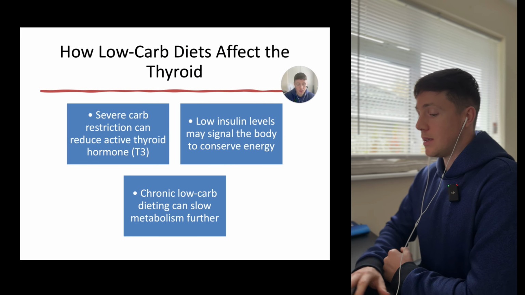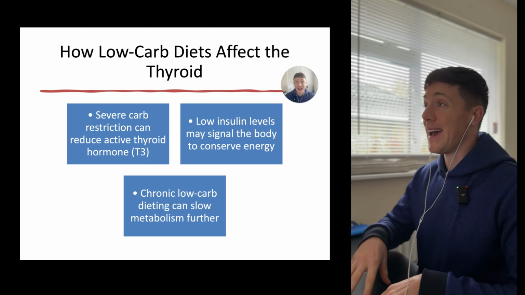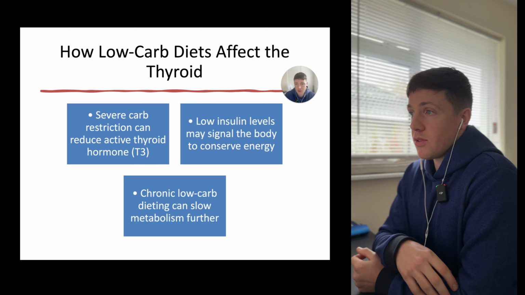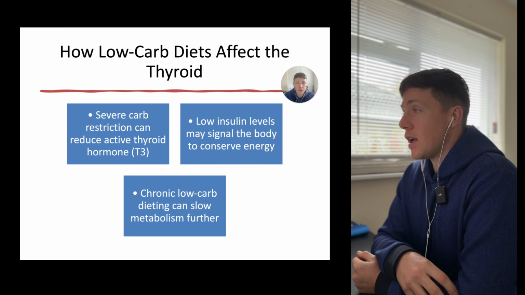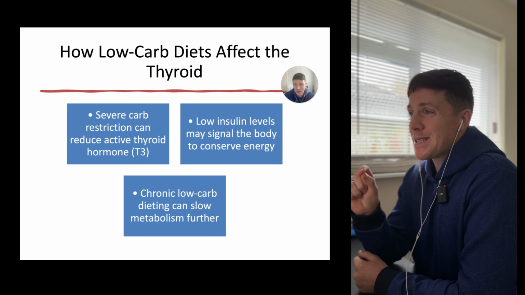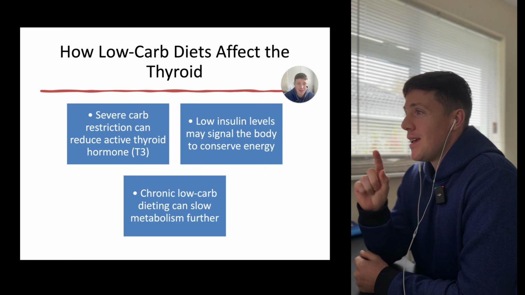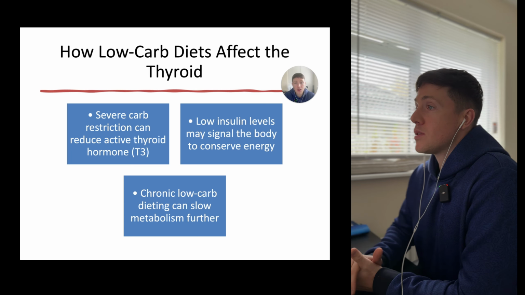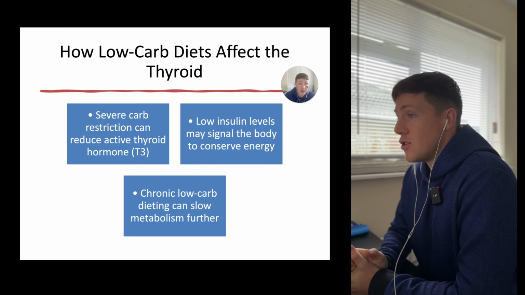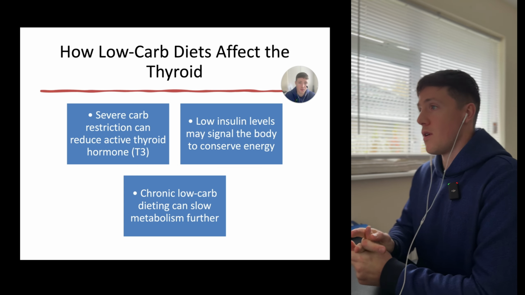Now we're going to look into the low carbohydrate side of things a little bit more and how they can affect your thyroid. Severe carbohydrate restriction can reduce the active thyroid hormone, more commonly known as T3. I will explain in a slide why this is more commonly known as T3. Low insulin levels may also signal that the body will try to conserve energy. Chronic low carb dieting can slow metabolism further.